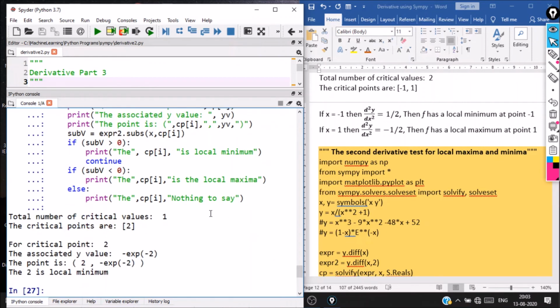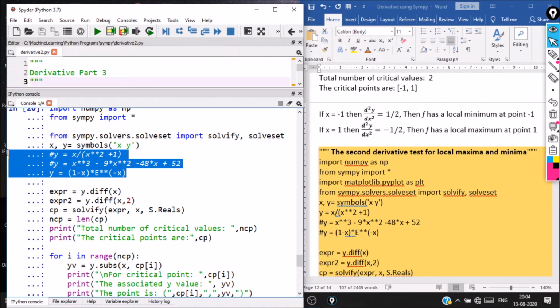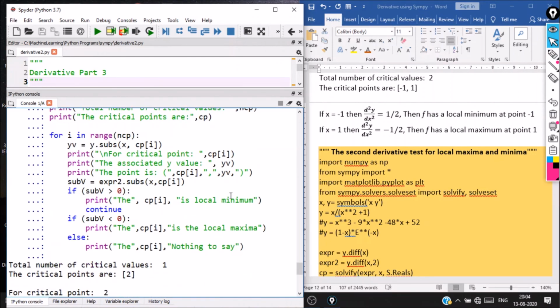So the total critical point is 1. The point is 2. At critical point 2, the associated y value is minus e to the power minus 2. So the point is 2 comma minus e to the power minus 2, and 2 is a local minimum. So we have seen different equations, and we can get the local maxima and minima of all these expressions.